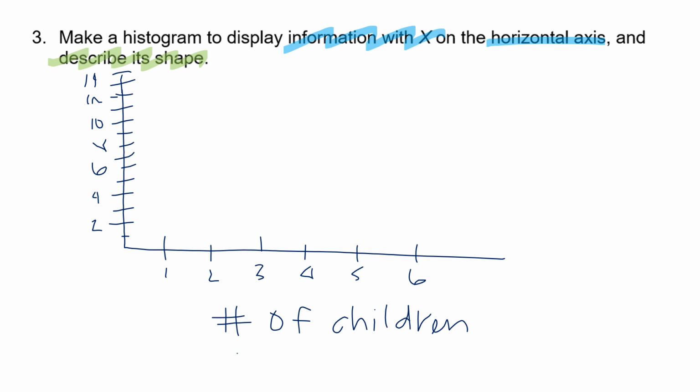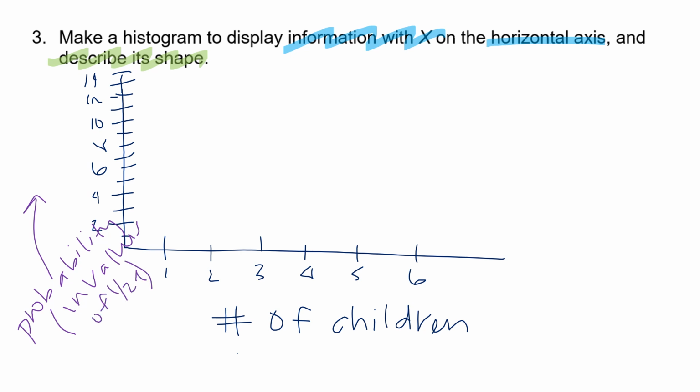And then on the side would be the probability. I'm going to say my probability is in values of 1 out of 24, so that way I'm scaling it correctly. And then I'm just going to go ahead and draw boxes. So there was only 1 that had 1. There were 14 that had 2. There were 5 that had 3. There were 3 that had 4.